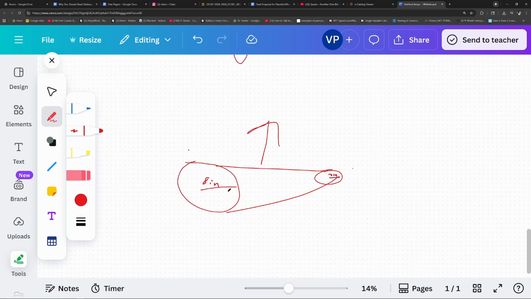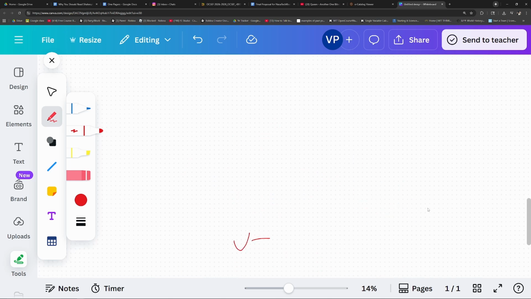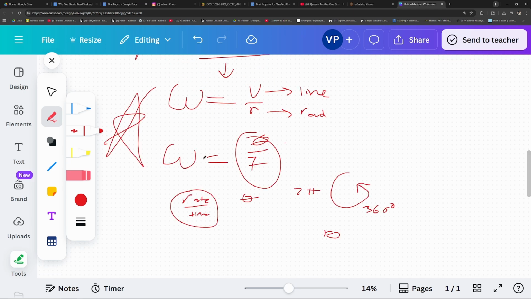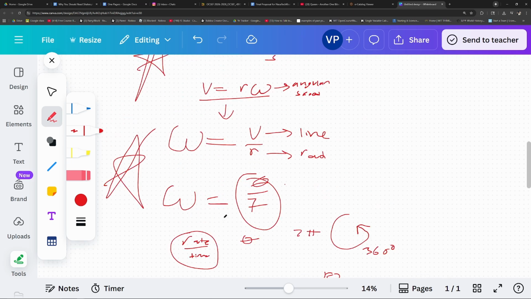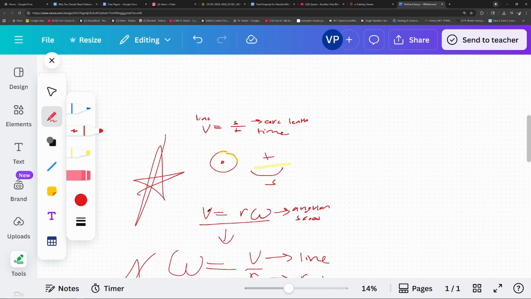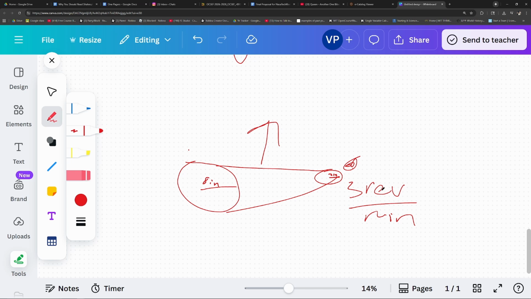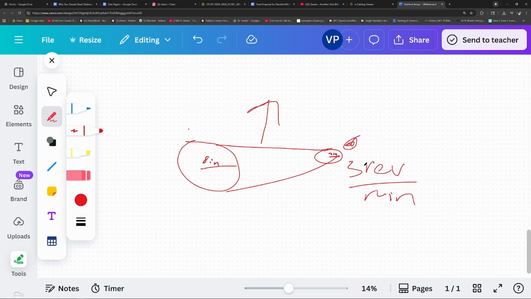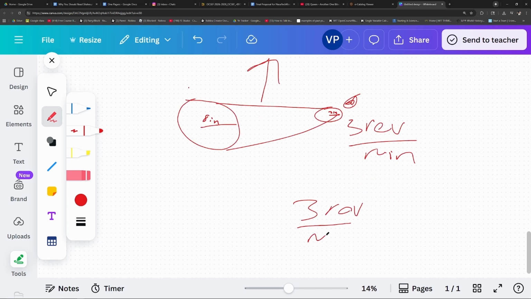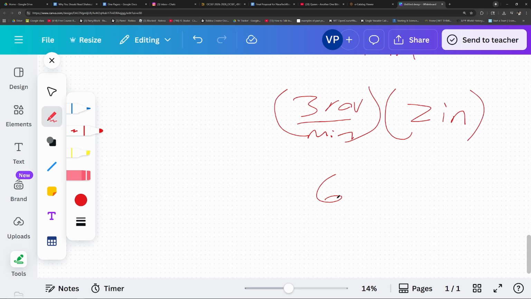We're also given the RPM of this one, which is 3 revolutions per minute. Remember, in the formula up above, to find linear velocity we have the radius, so we can use omega, and we have omega right here. So we multiply 3 rev per minute times 2 inches. Make sure to keep all your units, or you'll mess it up. That equals 6 rev inches per minute.